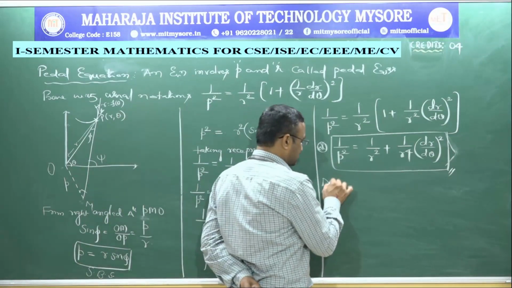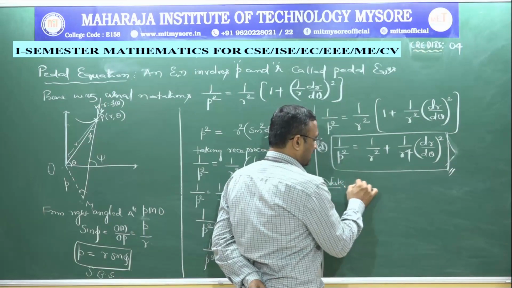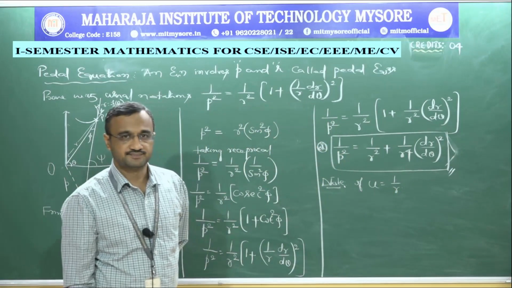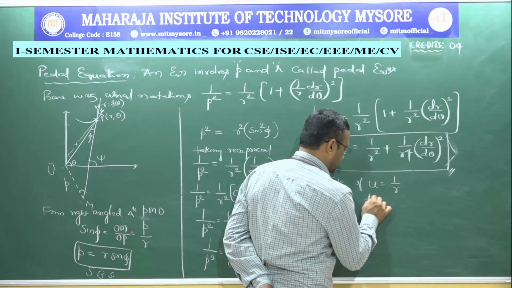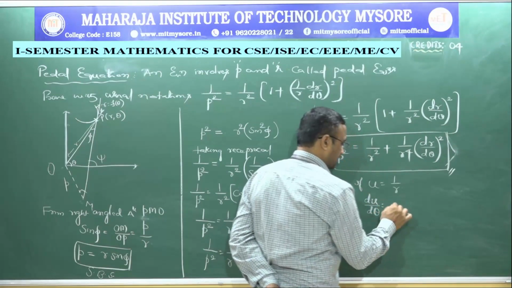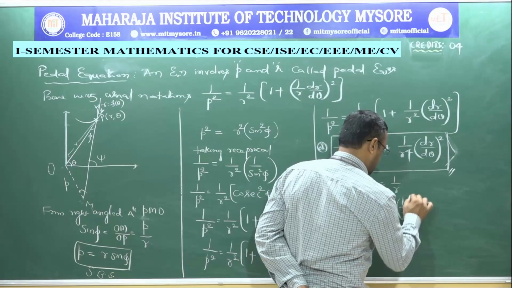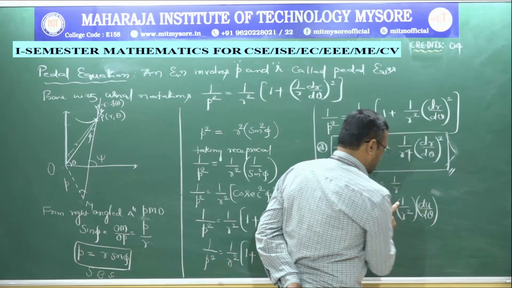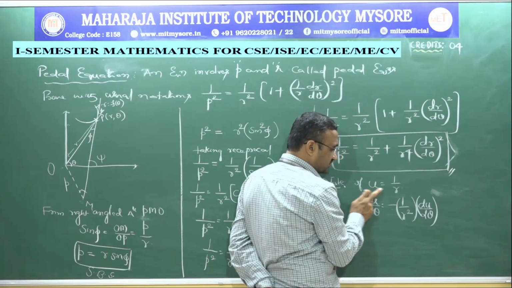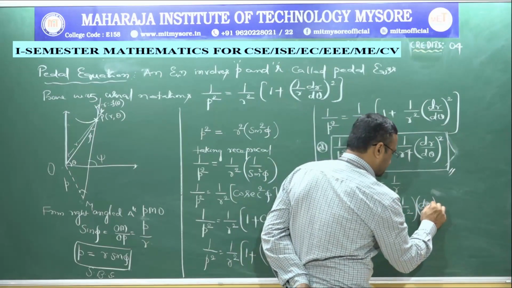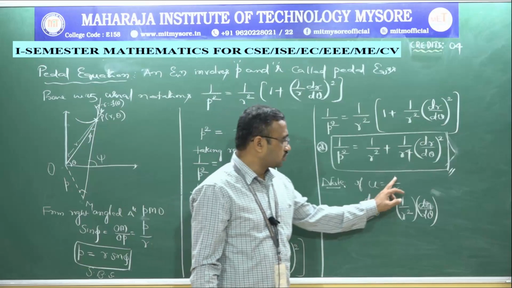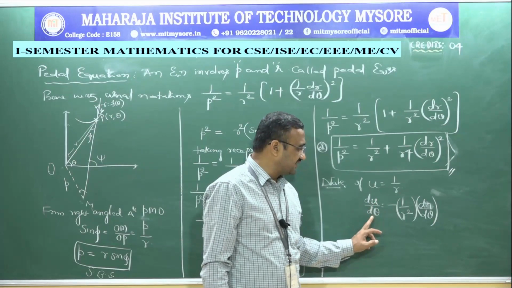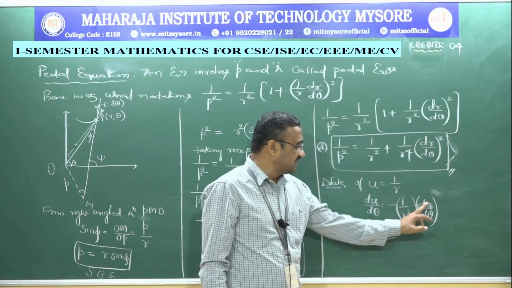Sometimes this equation reduces to a different form also. Just take a note. What happens if I take u equal to 1 by r? If we differentiate this with respect to theta, then we have du by d theta equal to minus 1 by r square into dr by d theta. Taking u equal to 1 by r, then differentiating with respect to theta, that is du by d theta, the r differentiation is minus 1 by r square, then dr by d theta.